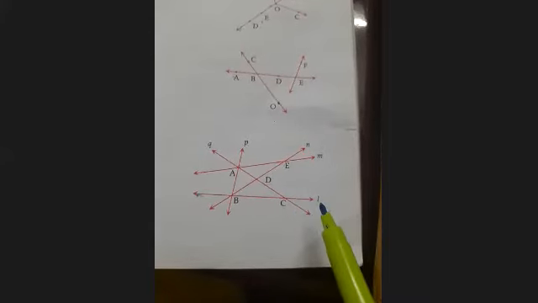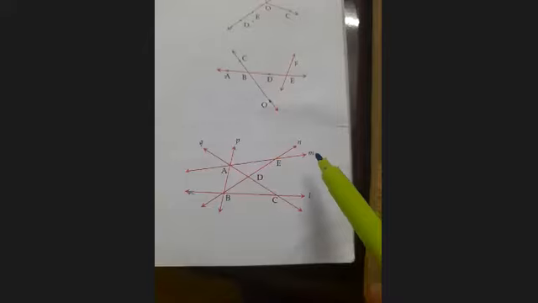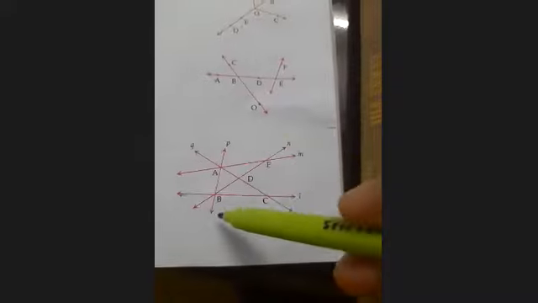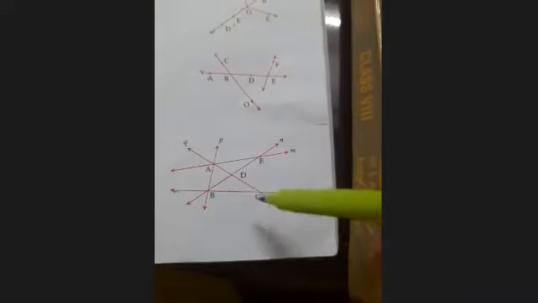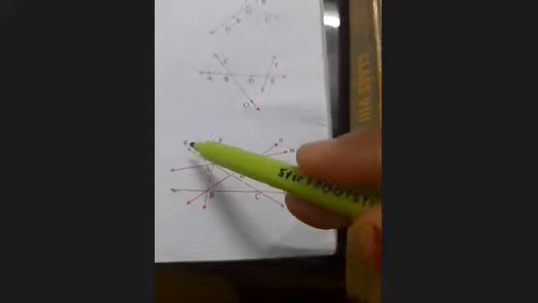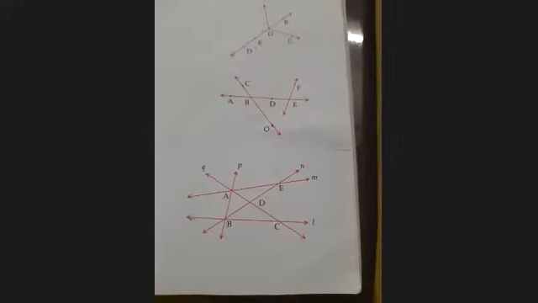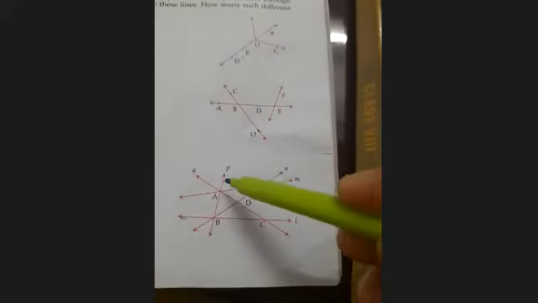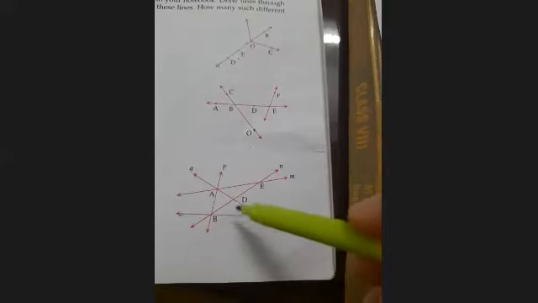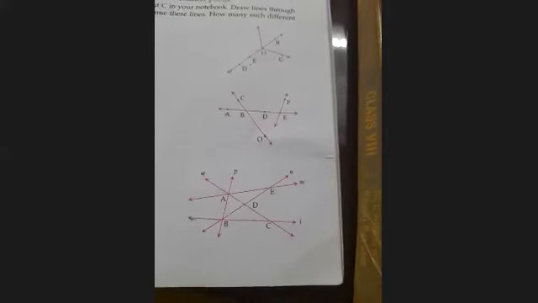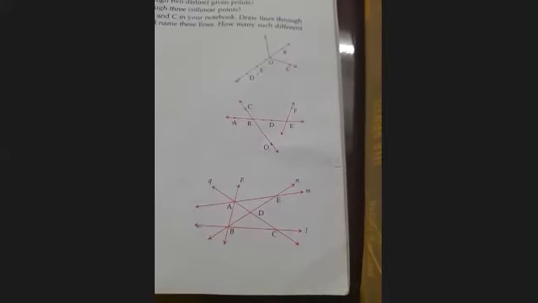This is line L. The second line is line M. Next is line N. Next is line P, and this line Q. So in this figure, we have 5 lines and 5 points. The 5 points are A, B, C, D, and E.